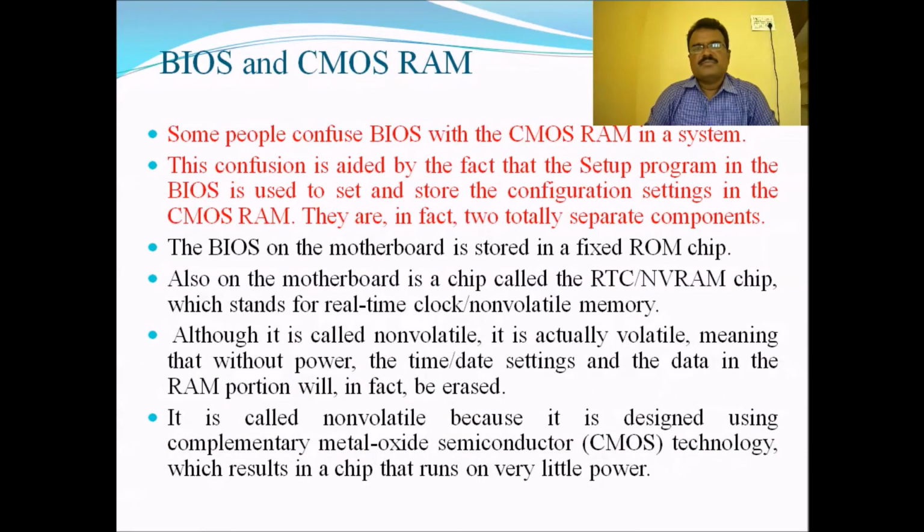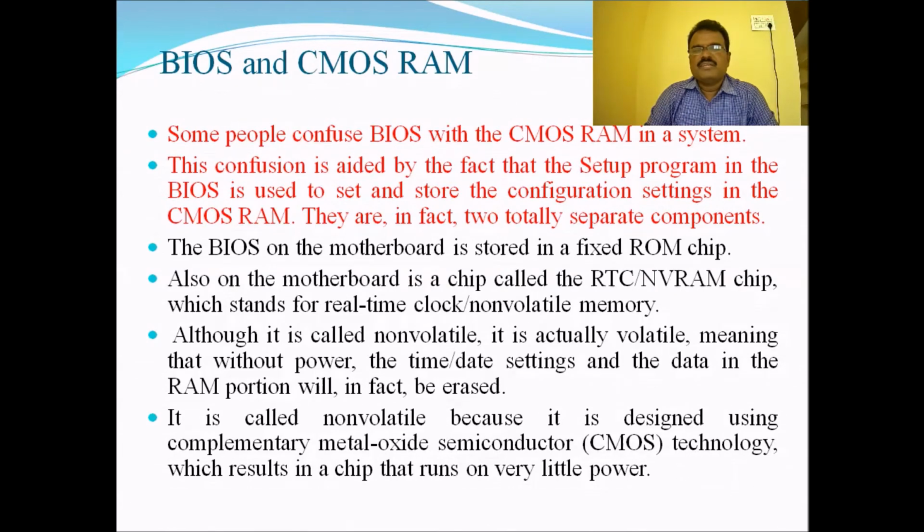So, BIOS and CMOS RAM. Some people confuse BIOS with the CMOS RAM in the system. CMOS RAM is complementary metal oxide semiconductor random access memory. This confusion is aided by the fact that the setup program in the BIOS is used to set and store configuration settings in the CMOS RAM. They are in fact two totally separate components. So BIOS and CMOS RAM are separate components.